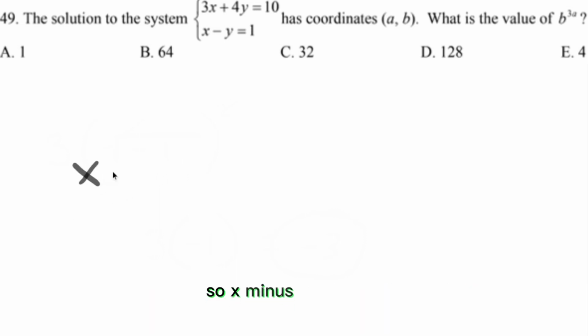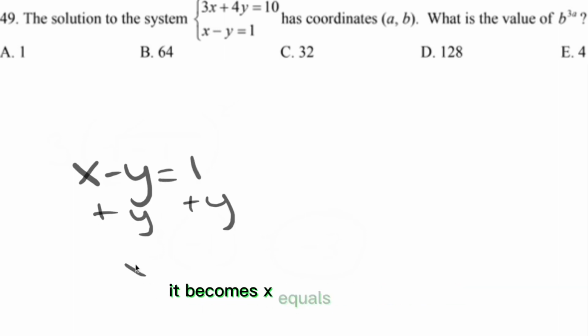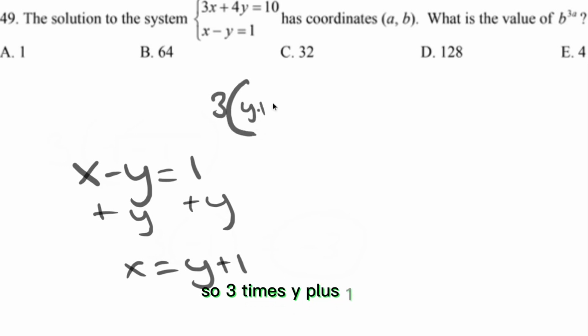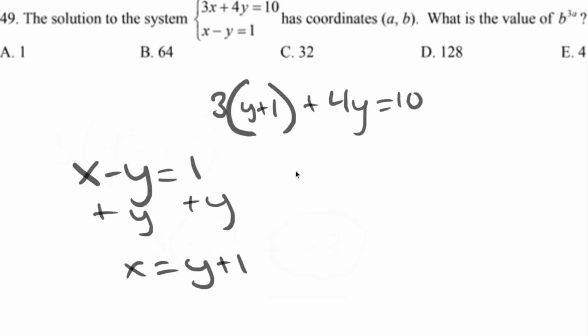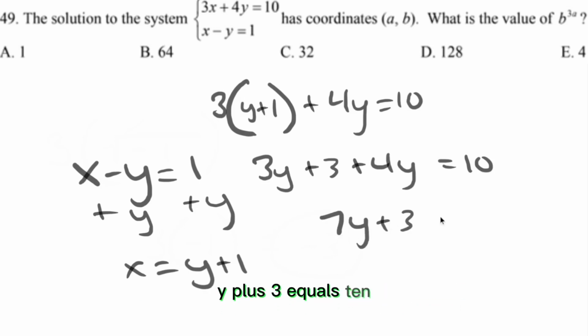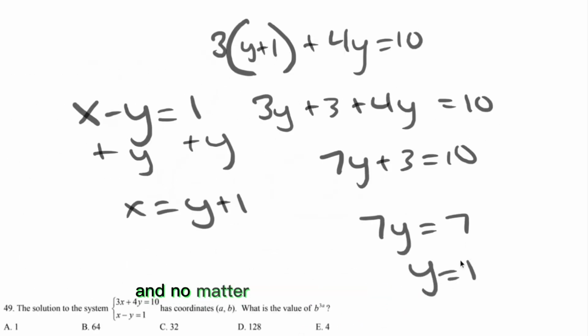So x minus y equals 1. And if we add y to both sides of the equation, it becomes x equals y plus 1. And now we can substitute this x value in our original equation. So 3 times y plus 1 plus 4y equals 10. This just simplifies to 3y plus 3 plus 4y equals 10. And then you can add this up and it becomes 7y plus 3 equals 10. And then it becomes 7y equals 7, which means y equals 1. And no matter what power you put 1 to, it'll always be 1, so 1 is your answer.